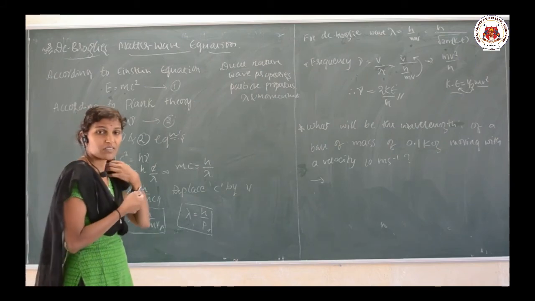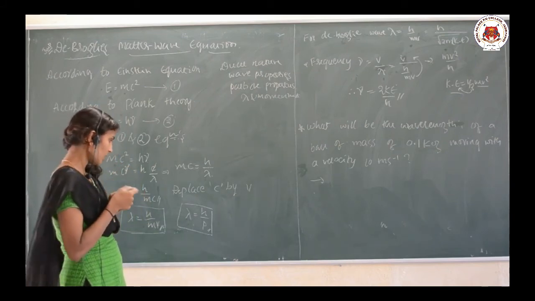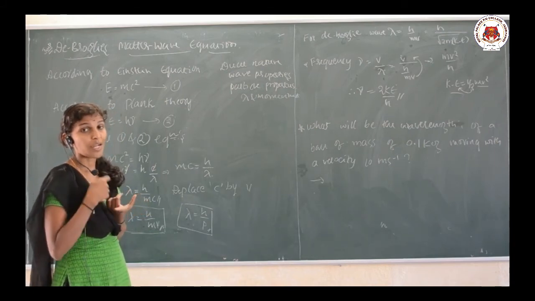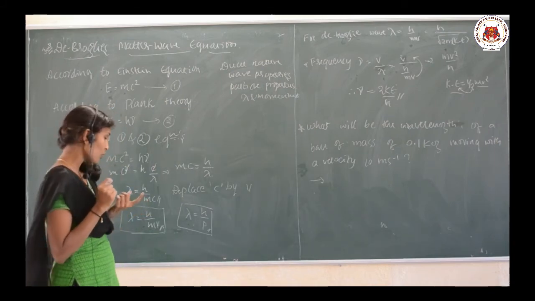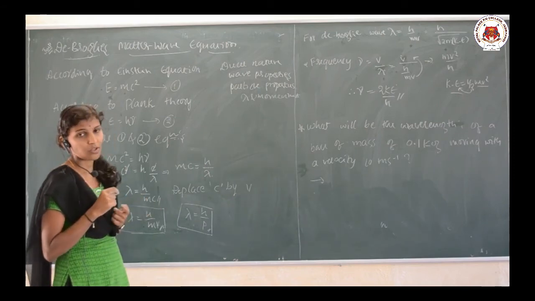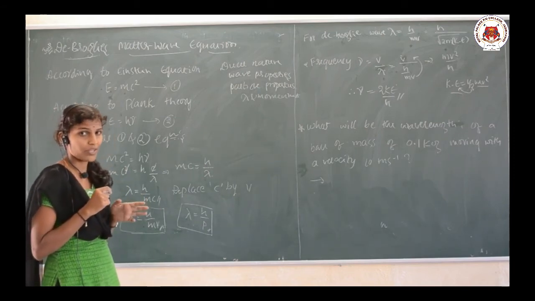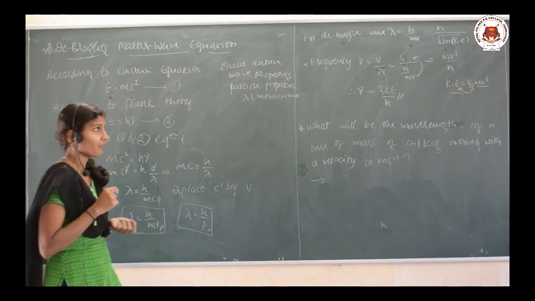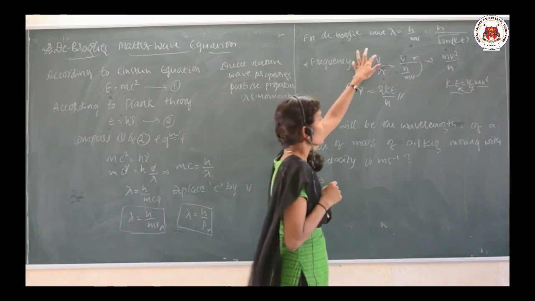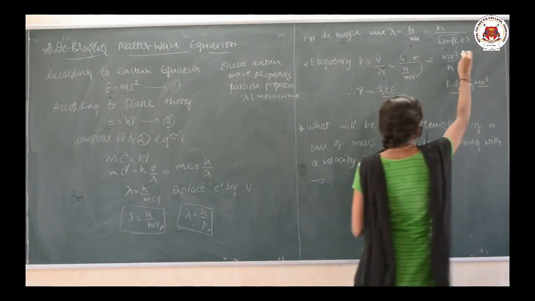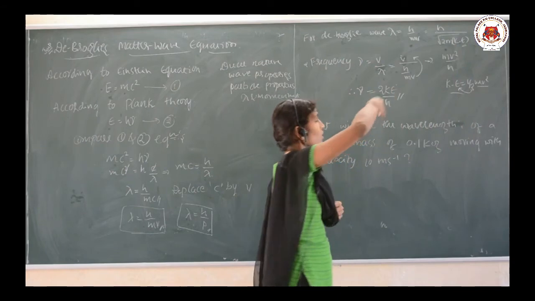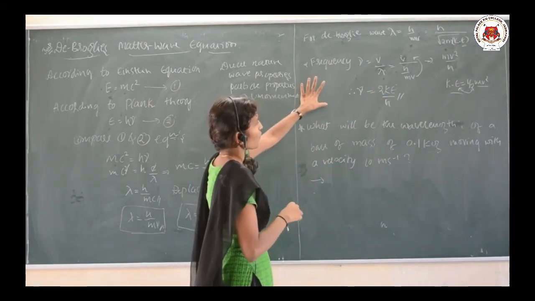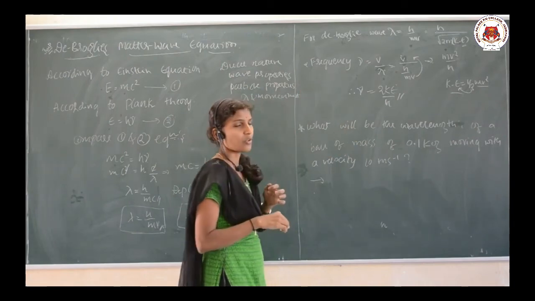But this is applicable to a moving particle. Instead of c, you can replace the velocity term c by the velocity term v. So, lambda is equal to h upon mv is de Broglie's matter wave equation, or lambda is equal to h upon p. And here there are a few related formulae. Lambda can also be expressed in terms of the kinetic energy, and this is the frequency expression. Now let us go for one of the problems.